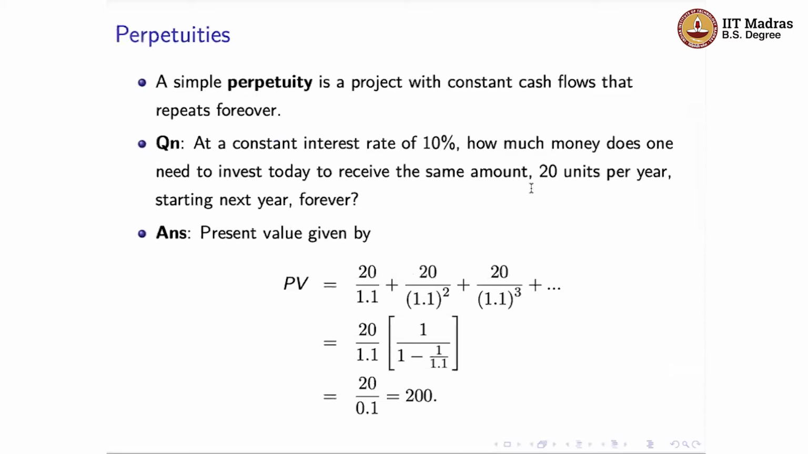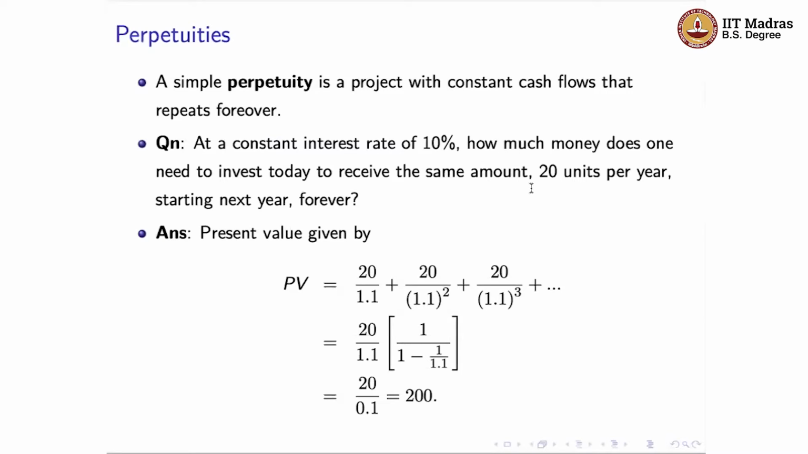All right, so let us start with that. First, let's start with perpetuities. A simple perpetuity is a project with a constant cash flow that repeats forever. Now, already when we say that something repeats forever, this is clearly an approximation, right? Because nothing lasts forever. However, we'll see that this is very useful for quickly getting some back of the envelope calculations and numbers, right?